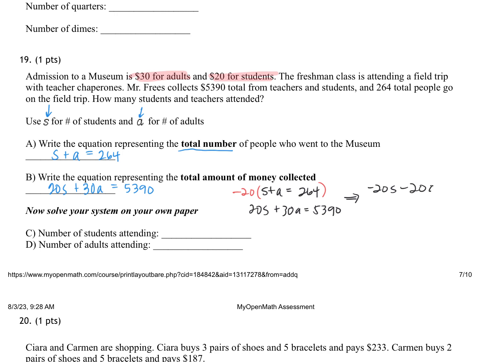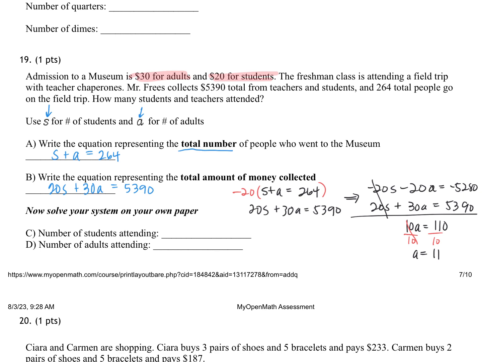minus 20A is equal to, okay, let's see, 264 times 20, negative 20 is negative 5280. The bottom equation would stay the same. When I add these, the S's will cancel out, and I will have 10A is equal to 5390 minus 5280 is 110. So then I would divide by 10, and I would see that A equals 11.